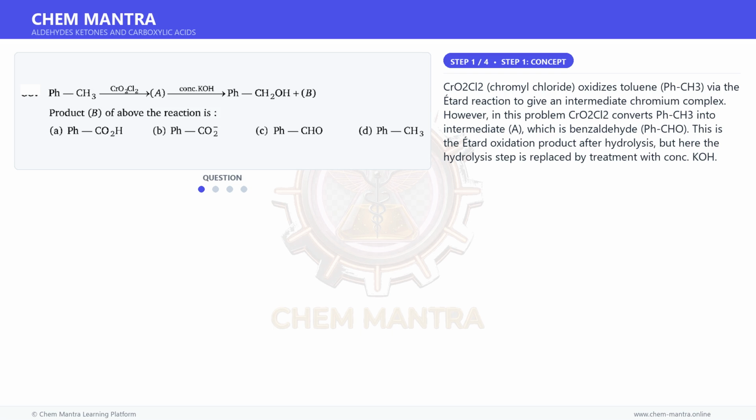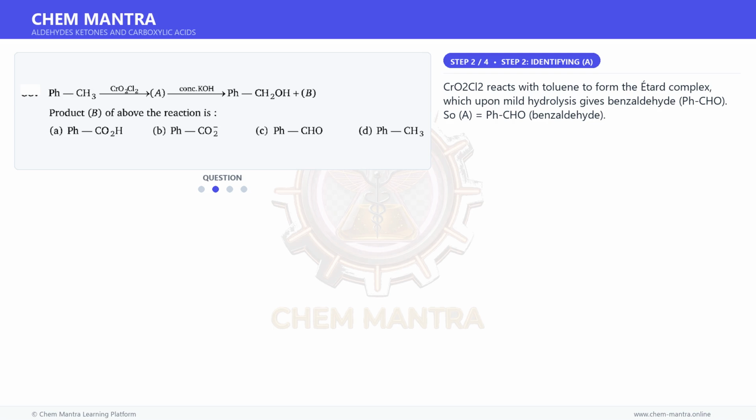CrO2Cl2, chromyl chloride, oxidizes toluene, PhCH3, via the Étard reaction to give an intermediate chromium complex. However, in this problem CrO2Cl2 converts PhCH3 into intermediate A, which is benzaldehyde, PhCHO. This is the Étard oxidation product after hydrolysis, but here the hydrolysis step is replaced by treatment with CrO2Cl2.